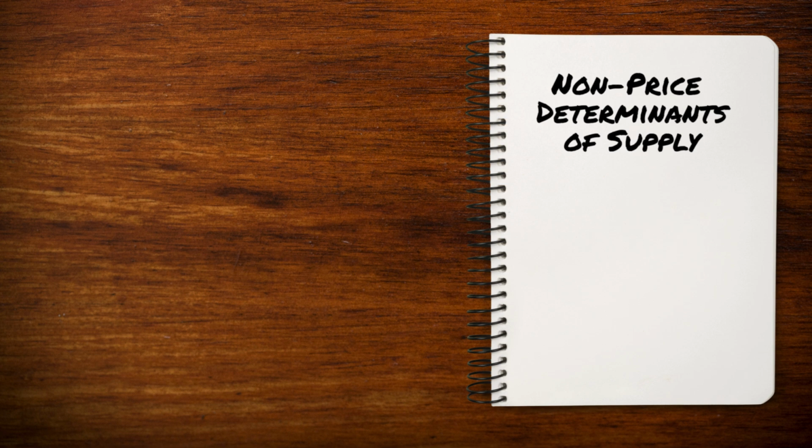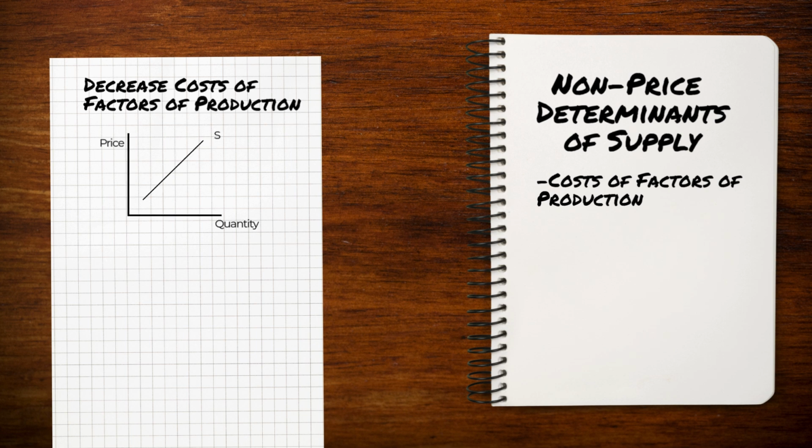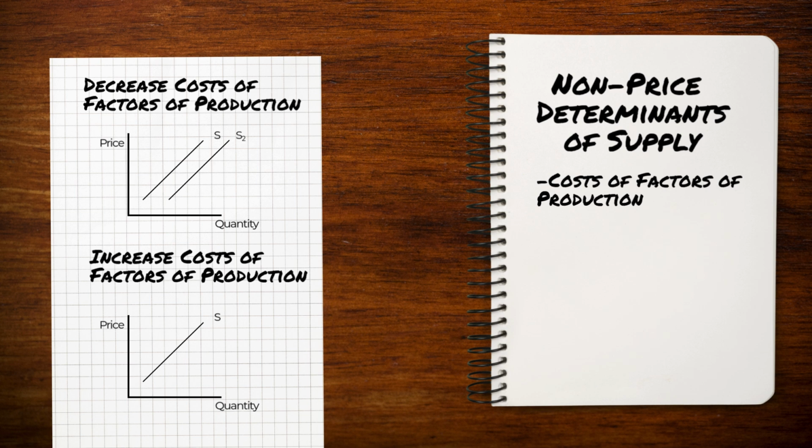The first factor we'll consider is a change in the cost of the factors of production. Let's say the costs have decreased. In other words, our production has become cheaper, so the firm is now willing to supply a higher quantity for the same price as before. We can show that on a diagram by shifting the supply curve to the right. And of course, if the factors of production become more expensive, then for any given price, the firm is now only willing to produce a lesser amount of the product, so this shifts the supply curve to the left.